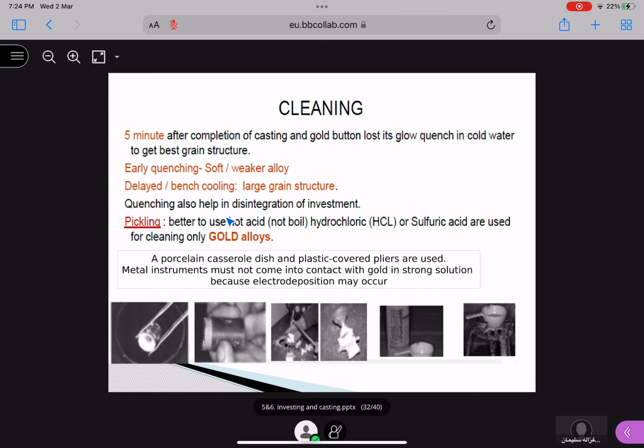Quenching helps in disintegration of the investment as well. And there's one term we can use only for gold alloys. Instead of water, it is better to use pickling: hot acid, not boiling, or sulfuric acid, for cleaning of only gold alloys. Once you have done this cleaning, a porcelain casserole dish and plastic covered plates are used, because if a metal instrument contacts the gold, it will cause electrodeposition. You put it there.